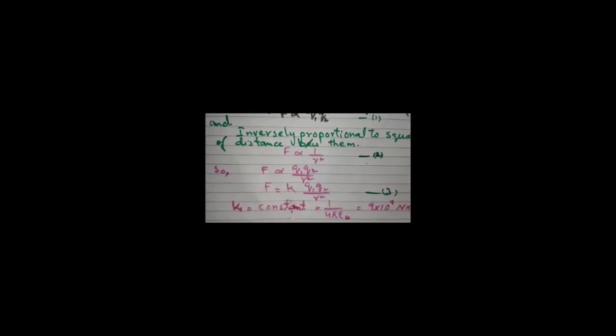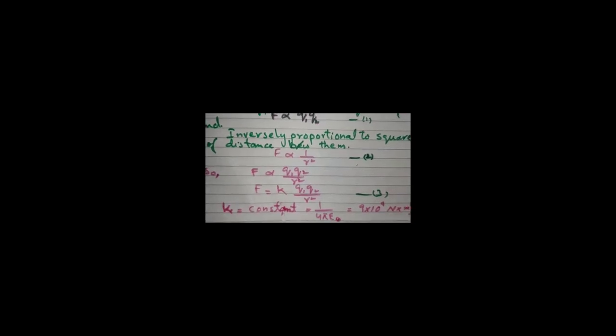which is equal to 1 over 4 pi epsilon naught, and its value is 9 times 10 raised to power 9 Newton meter square per Coulomb square. You can identify these units from the equation F is equal to K Q1 Q2 over r square.